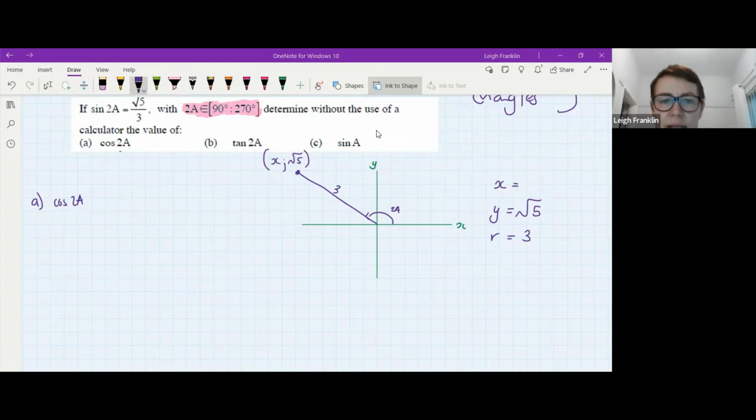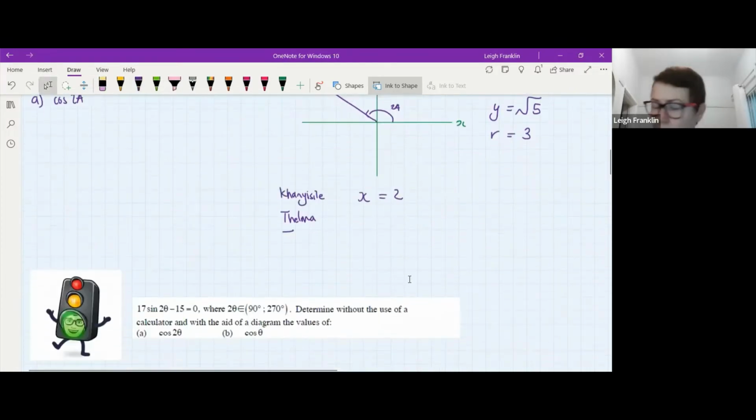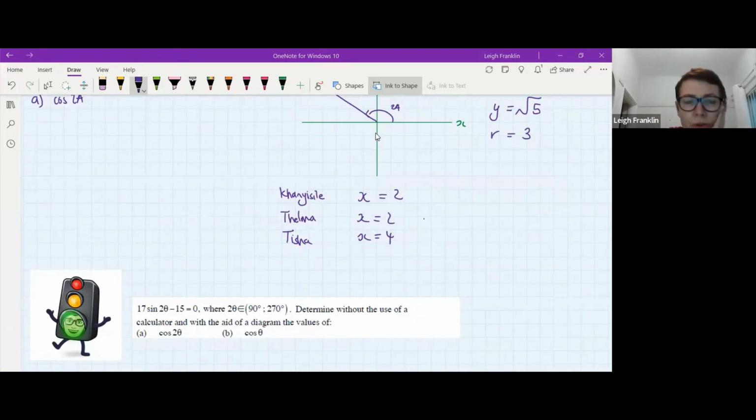Okay, so Kanyisile says that x is equal to 2. Let's see what the other answers are. Tisha's got 4. What did you get, Thelma? Tisha says x is equal to 4. Michael got 2. Butle got 2. Aha, Cassandra. 2, 2, 2, 2, 2.